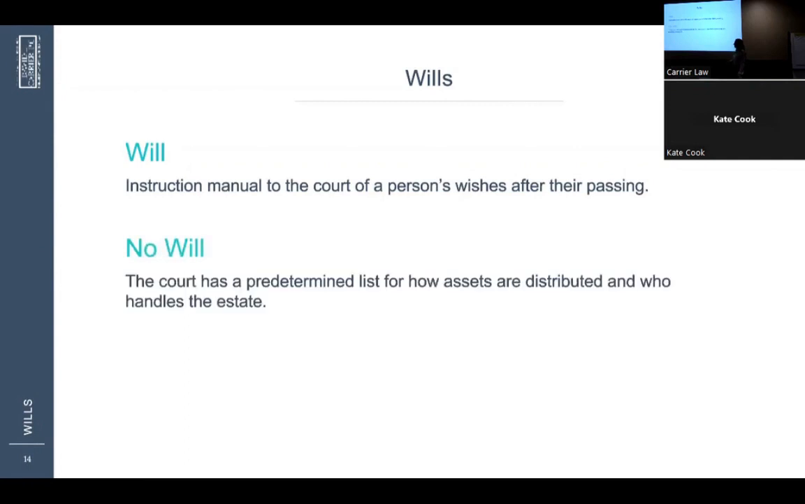If somebody does not have a will, then the court has a predetermined list for how assets are distributed and who handles the estate. In the state of Michigan in particular, it goes in a certain order as to who's entitled to receive assets when somebody has passed. The first person entitled to their belongings is their surviving spouse. If they do not have a surviving spouse, then the kids are next in line, and so on and so forth. It just has to follow the order that the state of Michigan provides.